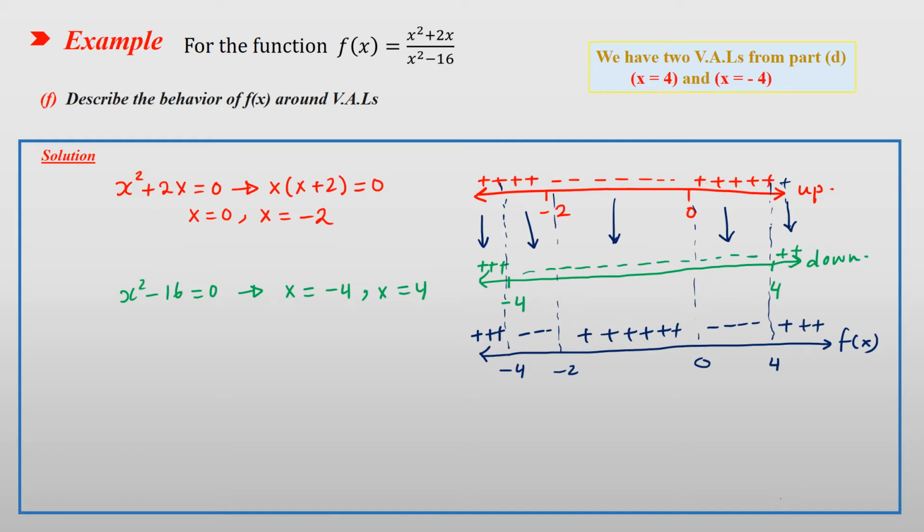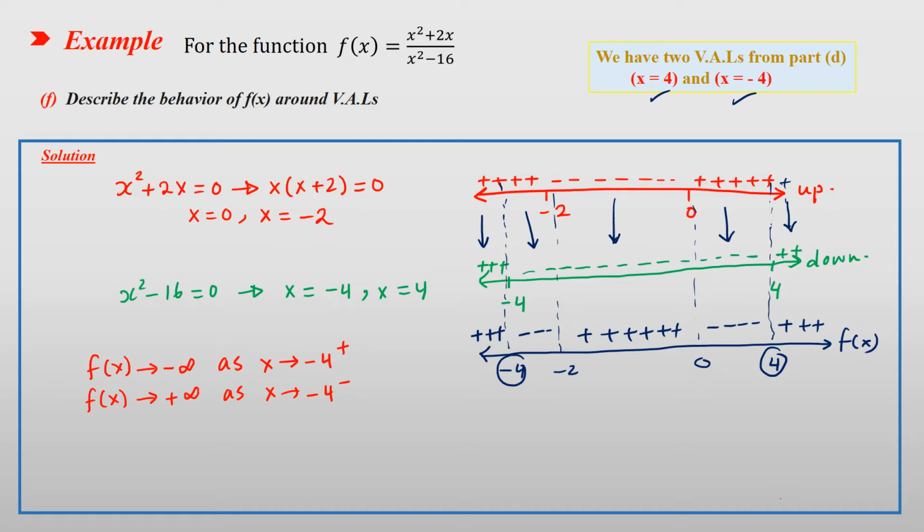The vertical asymptote lines are x equals 4 and negative 4. So to the right of negative 4 the function goes to negative infinity. So we have f of x goes to negative infinity as x tends to negative 4 from the right, and f of x goes to positive infinity as x goes to negative 4 from the left.